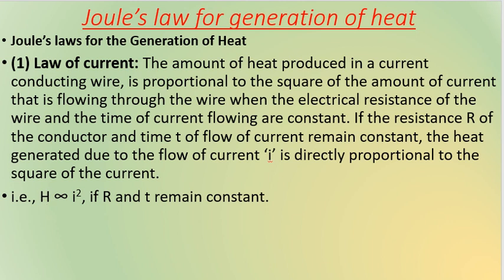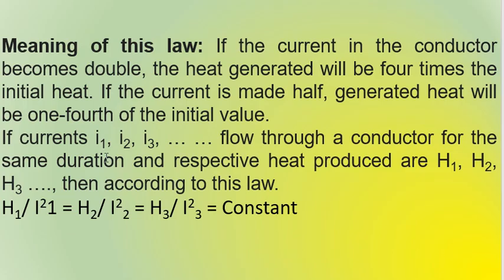So the explanation of the law is given below. Meaning of this law: if the current in the conductor becomes double, the heat generated will be 4 times the initial heat. If the current is made half, the generated heat will be 1/4 of the initial value. So if currents I1, I2, I3 flow through a conductor for the same duration and the respective heat produced is H1, H2, H3, then the first law can be written as H1 by I1 square equal to H2 by I2 square equal to H3 by I3 square equal to constant.